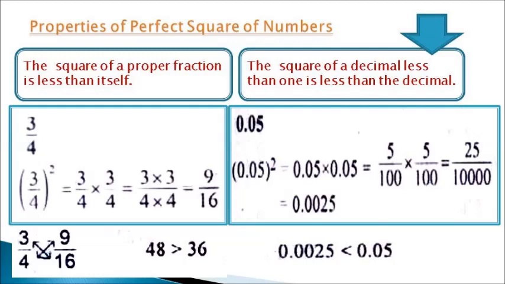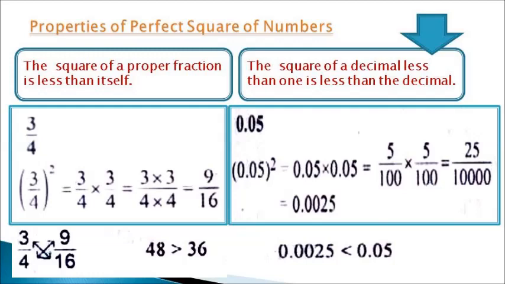Now we have to compare the given fraction with its square. The given fraction is 3 by 4, whereas its square is 9 by 16. How are we going to compare these two fractions? We are going to use the method of cross multiplication, where we will multiply the numerator of the first fraction with the denominator of the second fraction and multiply the numerator of the second fraction with the denominator of the first fraction.